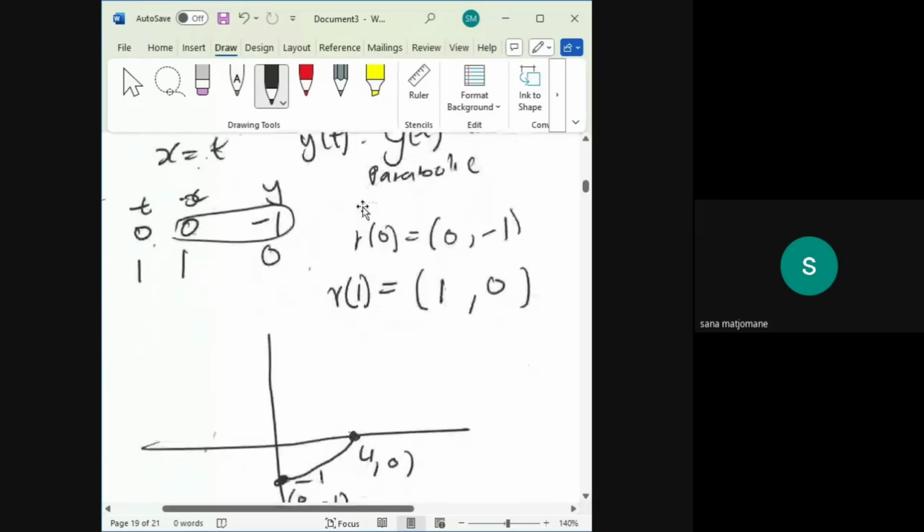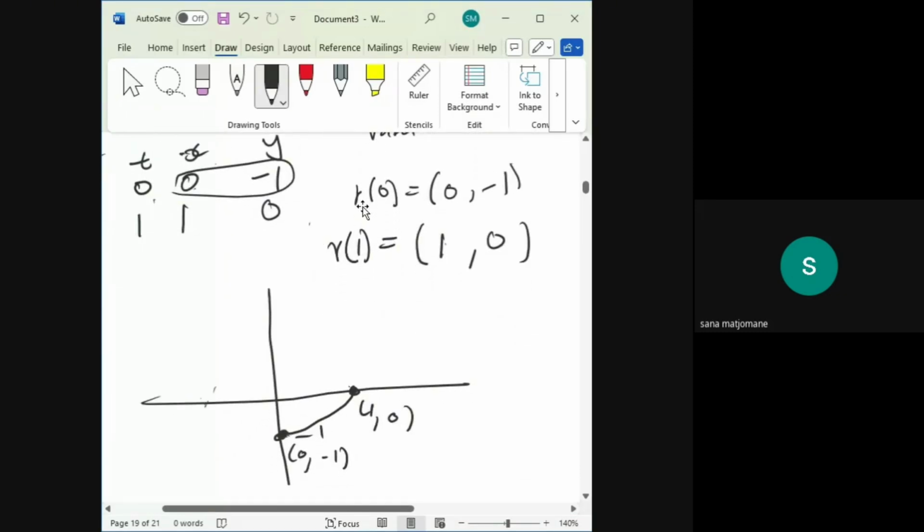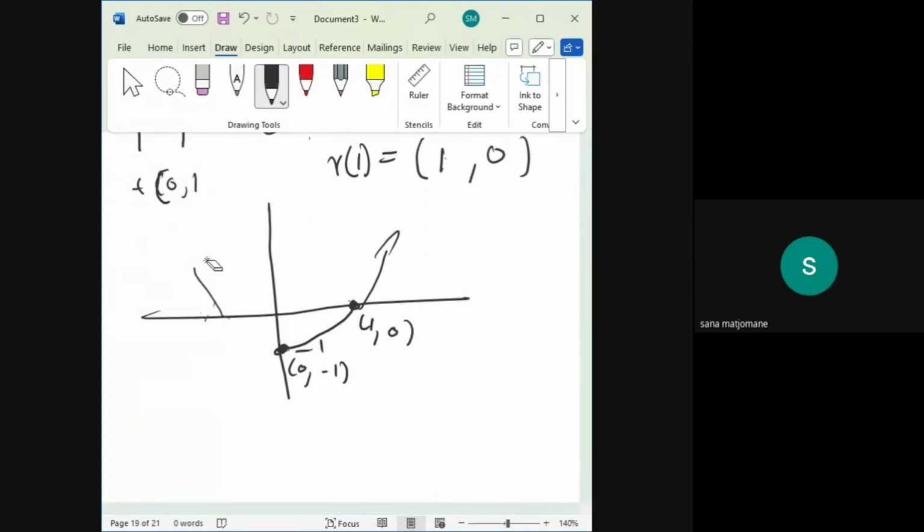Unless maybe they restricted my t to be from 0 to 1 only. But if they didn't restrict it, I can just go on and on. But for simplicity purposes, I'm just going to keep it from t equals 0 to t equals 1. So now you are not done, guys.